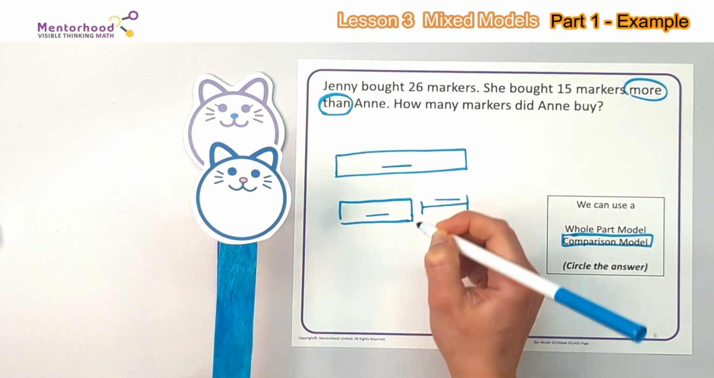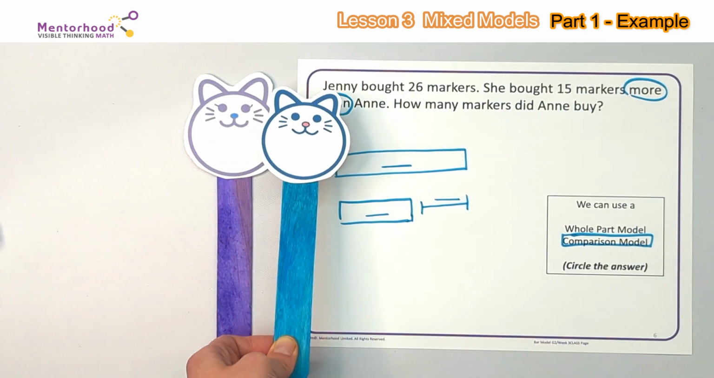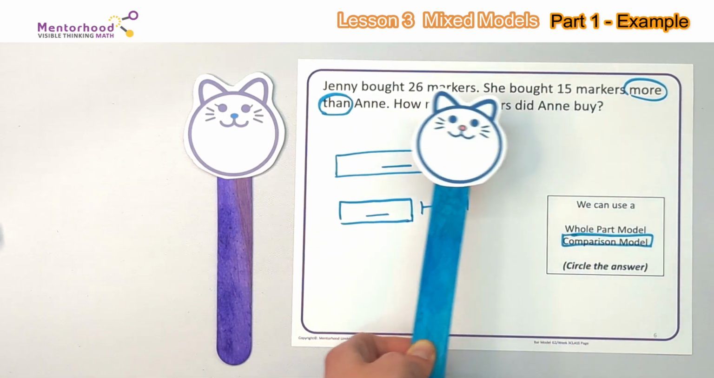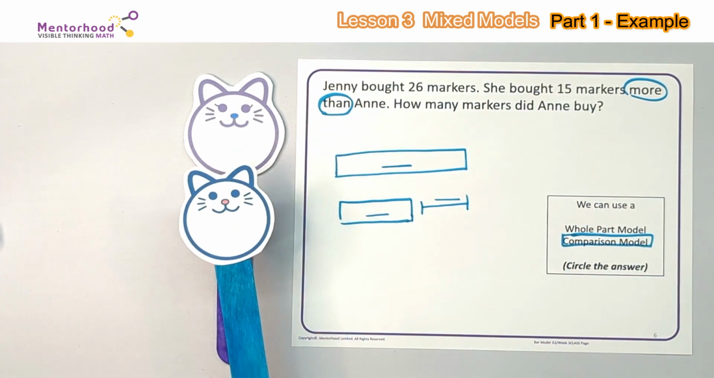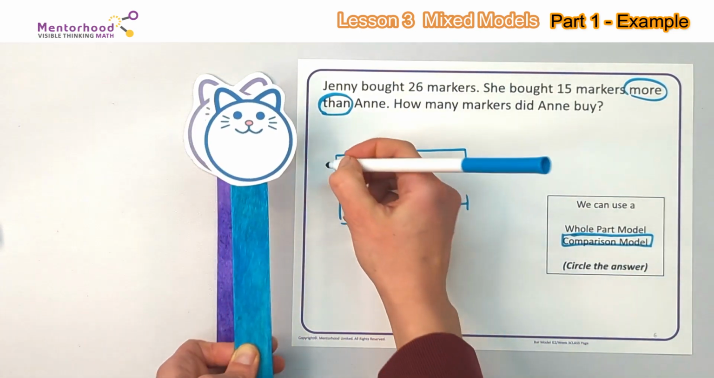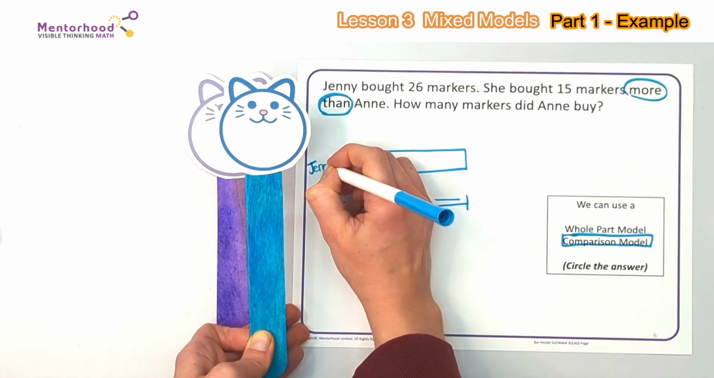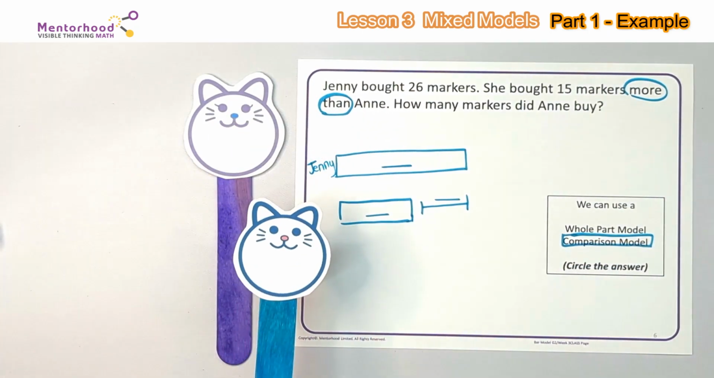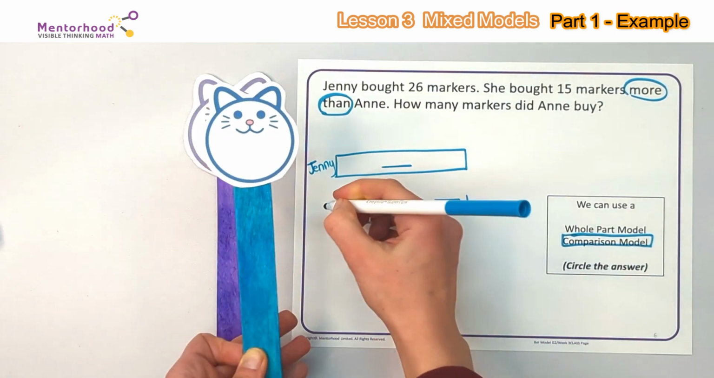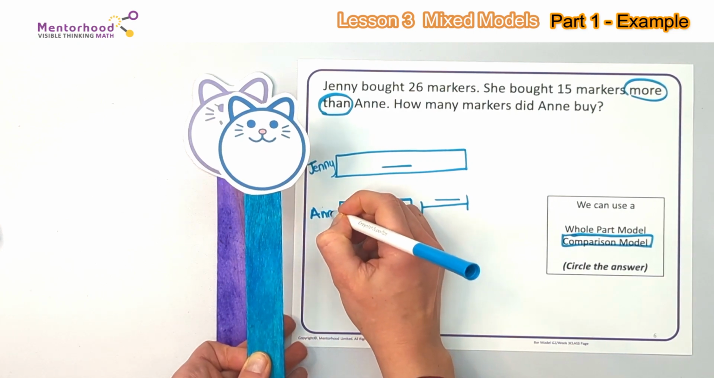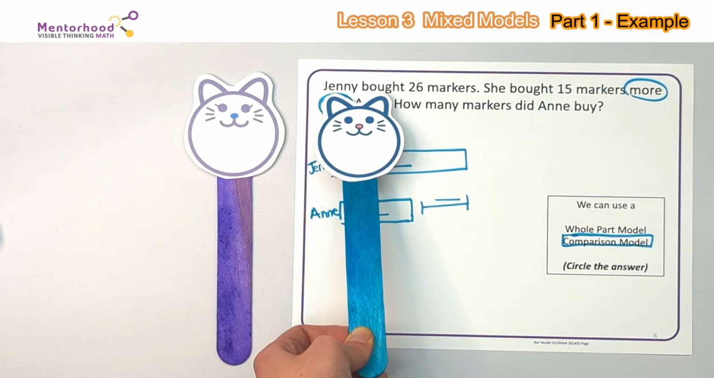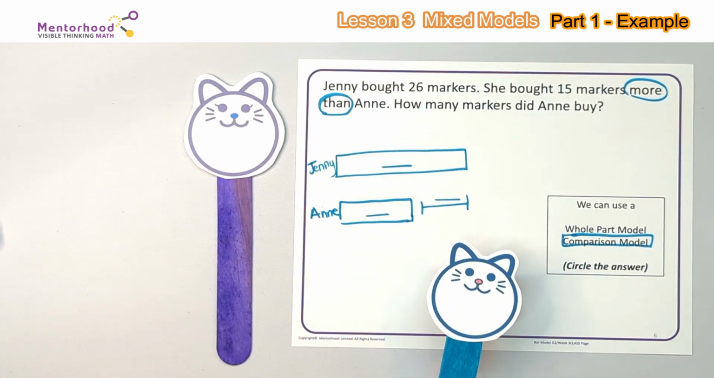Now let's fill in what we know. Jenny bought 26 markers. She bought 15 markers more than Anne. So who bought more, Jenny or Anne? Well, Jenny did, for sure. Okay, what about if Anne is the smaller box, what numbers can we fill in? Jenny bought 26 markers. Where's that going to go? In Jenny's box.